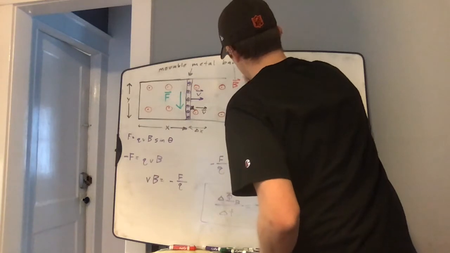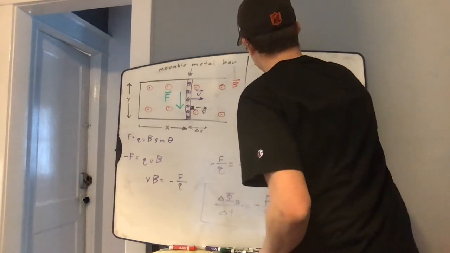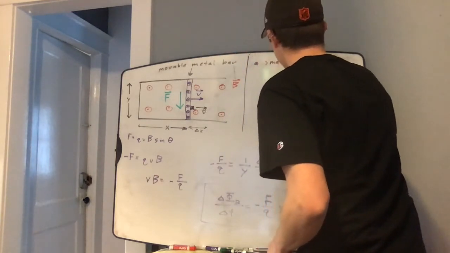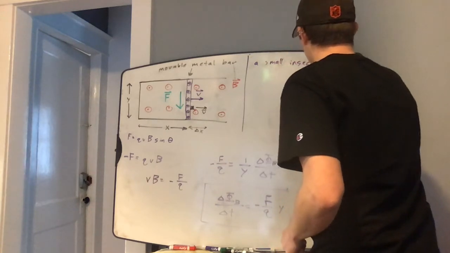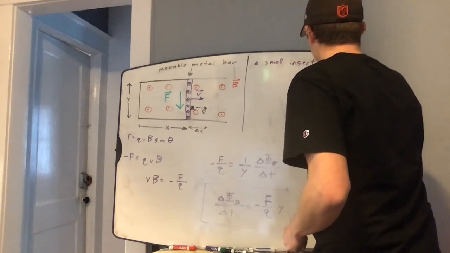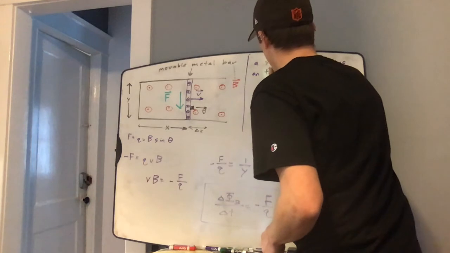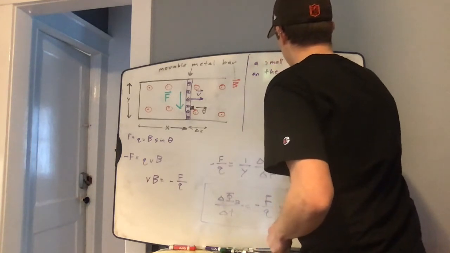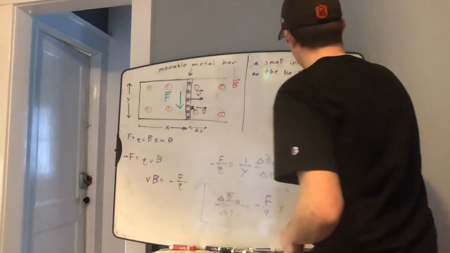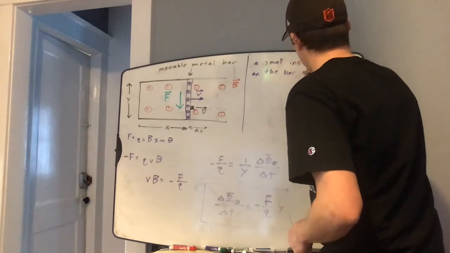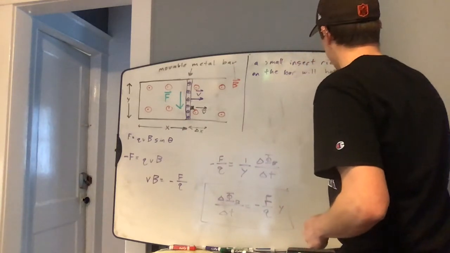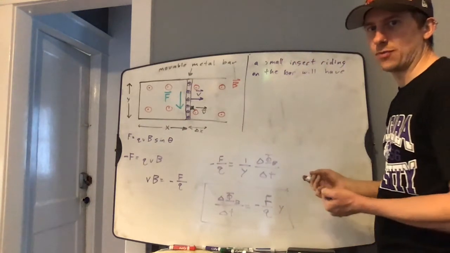So I could say a small insect riding on the bar will have the same velocity as the bar itself.